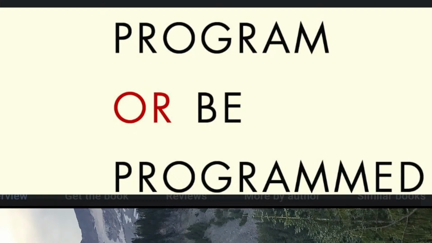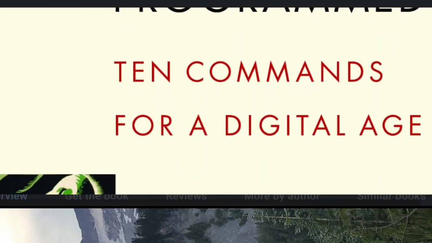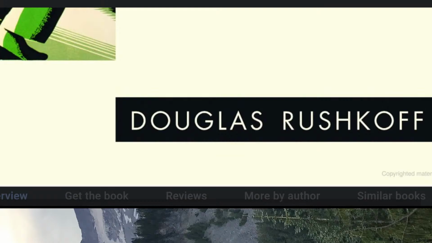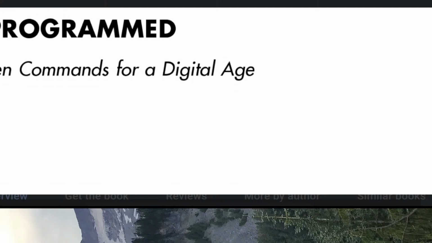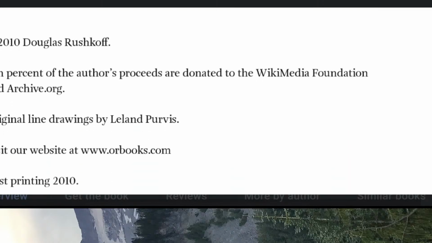Okay, so let me start reading. So I just Googled Program or Be Programmed: The 10 Commands for a Digital Age. It's by Douglas Rushkoff. Here's the publisher, written in 2010.